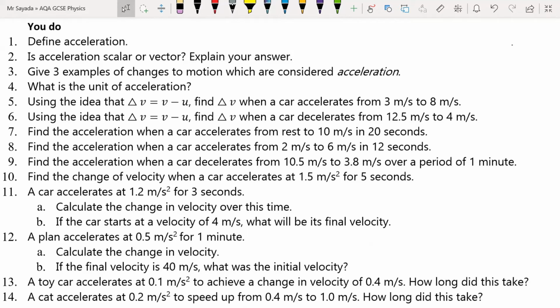So let's say you were doing question 9 and you were stuck. Try it first, then look back in the video to see if you can find something to help you. Once you've done all 14 questions, then press play again. So I'd like to pause the video now, do these 14 questions in your exercise book, and press play once you have an answer to every single question.